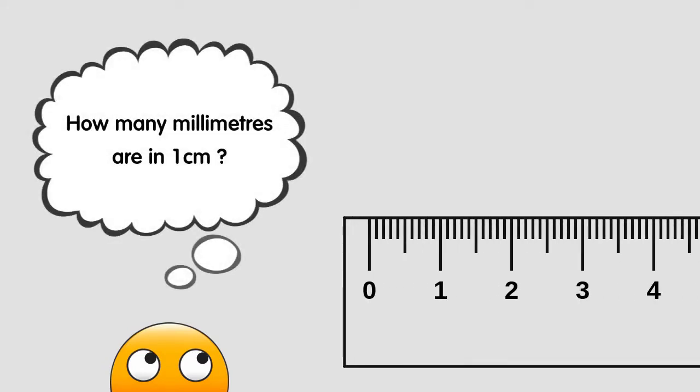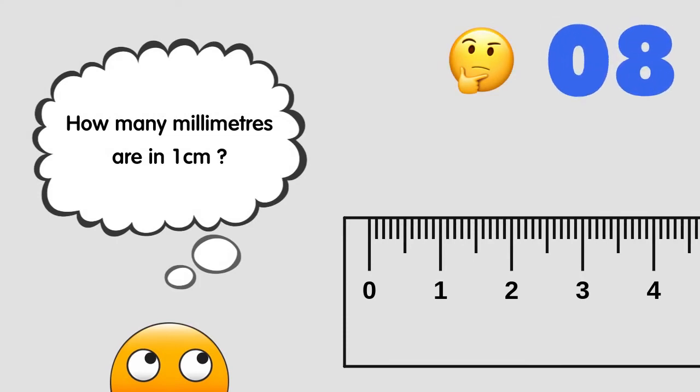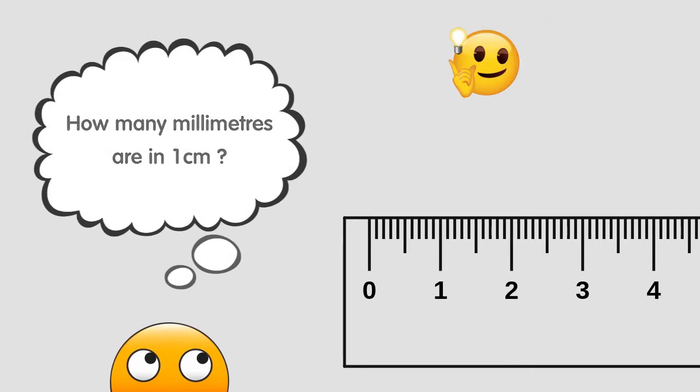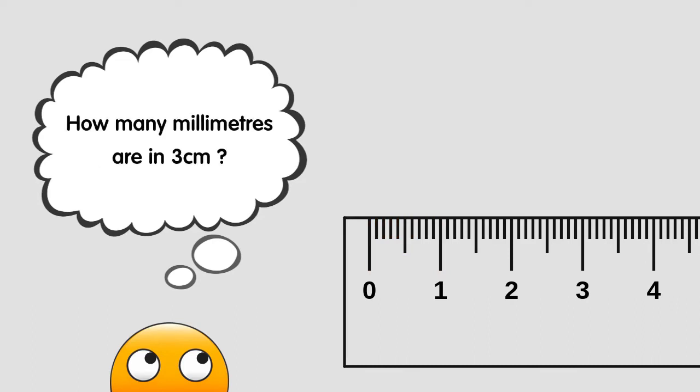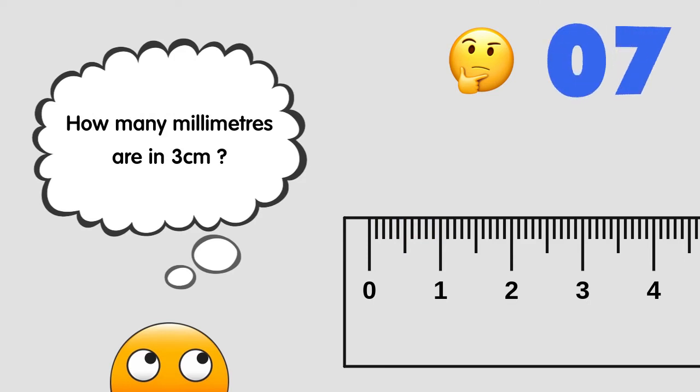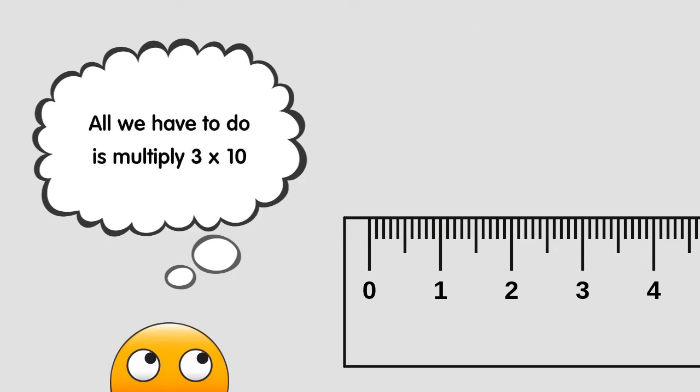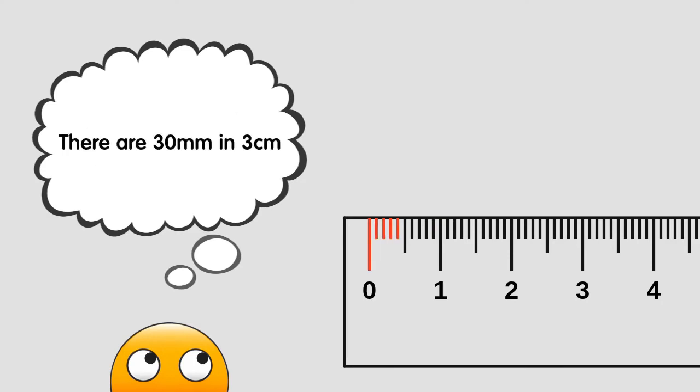How many millimeters are in 1 centimeter? That's right. The answer is 10. There are 10 millimeters in a centimeter. And how many millimeters are in 3 centimeters? Well, since there's exactly 10 millimeters in each centimeter, all we have to do is multiply 3 by 10, and we see that there are 30 millimeters in 3 centimeters.